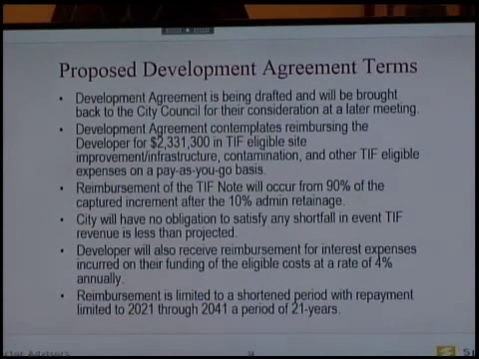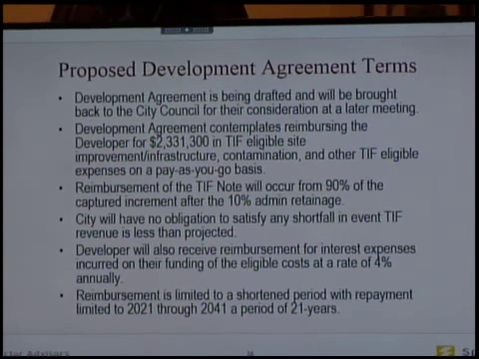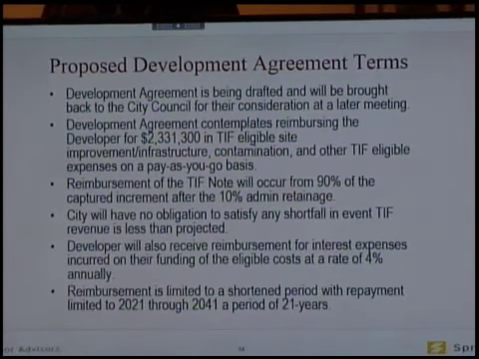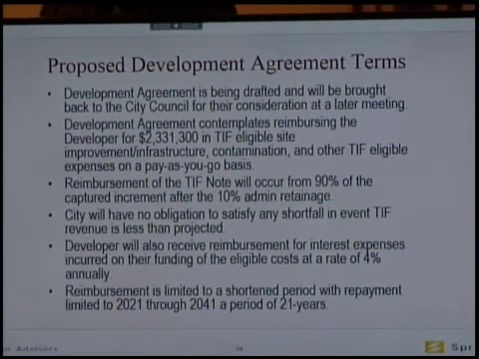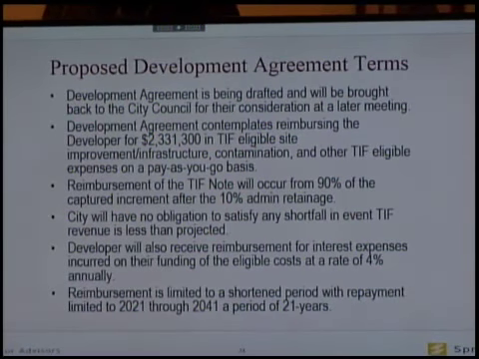These are the proposed development agreement terms, and again tonight, for your consideration is to consider a resolution creating the tax increment district. The development agreement with these actual terms and legalese will come back before you, I believe, on the 15th of October, or at a later date, yet to be decided. The development agreement will be drafted and come back to you for consideration at a later meeting.